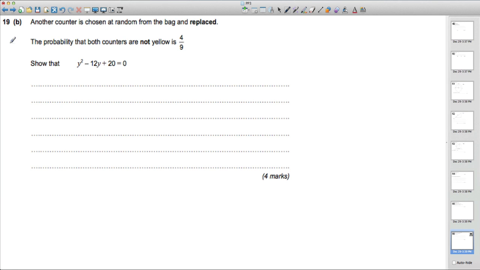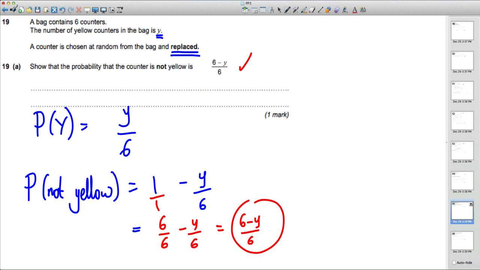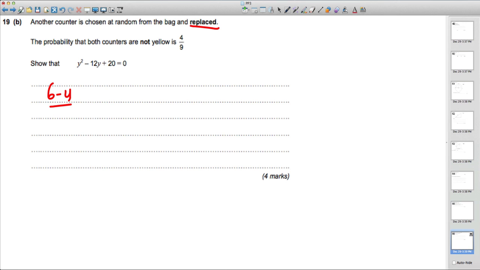Another counter is chosen at random from the bag and replaced. The probability that both counters are not yellow is 4 over 9. Show that the following is true. Now, everything's replaced here. So basically, the probability that the first counter is not yellow is this, 6 minus y over 6. And you multiply that by the same probability because the counters are replaced, and you're told that this equals 4/9, right? Sorry, that should have been a 6 again.